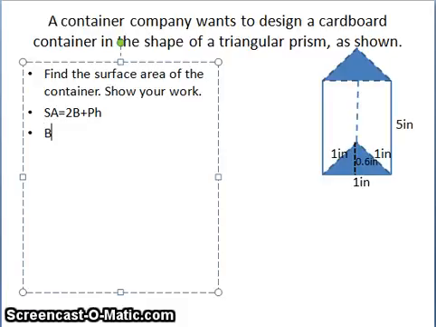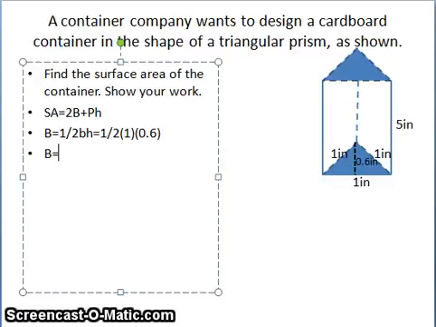So the first thing I need to do is find the area of the base. This base is a triangle. So since this is a triangle, the formula for the area of a triangle is 1/2 the base of the triangle times the height of the triangle, which in this case is 1/2 times the base, which would be 1 inch, times the height, which would be 0.6 inches. So I have a base of 1/2 times 1 times 0.6.